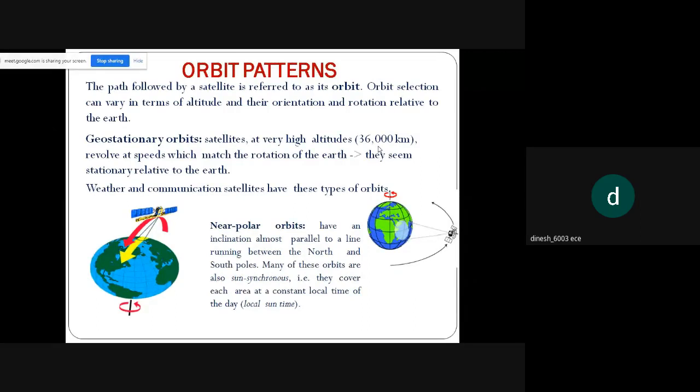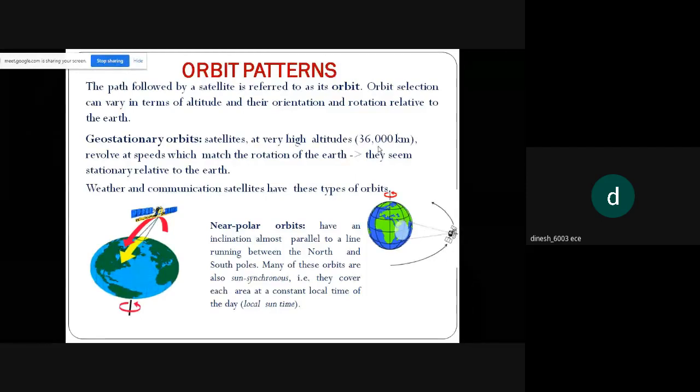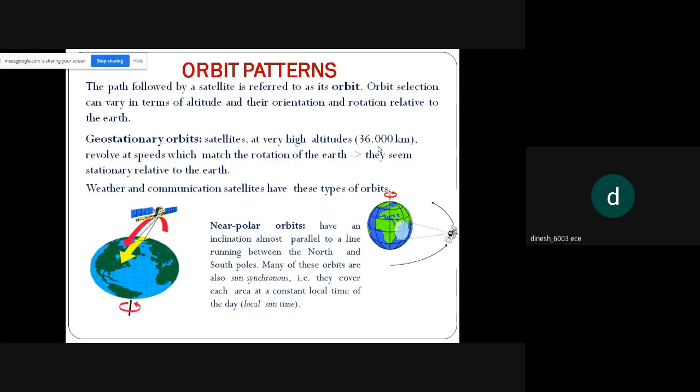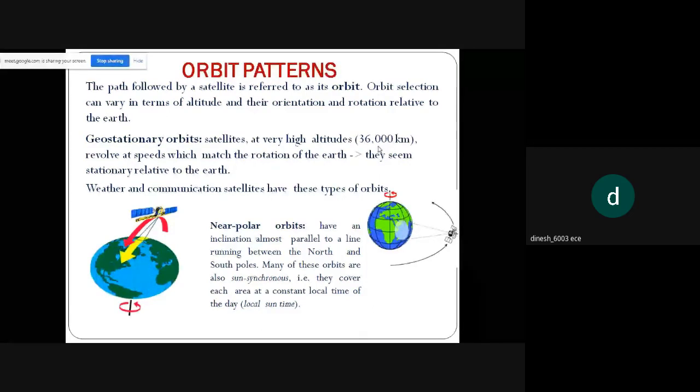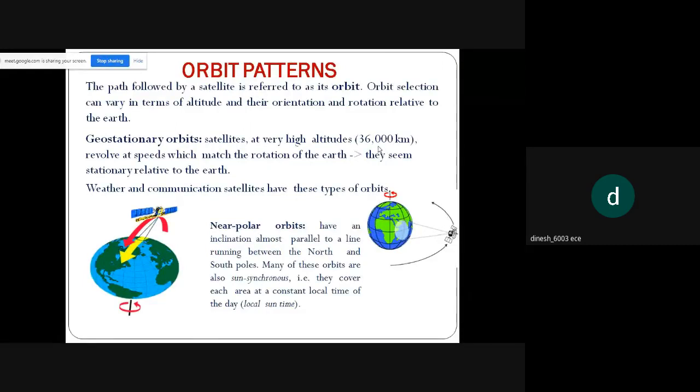Next are the near polar orbits. These near polar orbits have an inclination almost parallel to a line running between the North Pole and the South Pole. Many of these orbits are called sun synchronous orbits. That is, they cover each area at a constant local time of the day. You can see the diagram, and the Earth is there. The satellite is rotating from north to south.